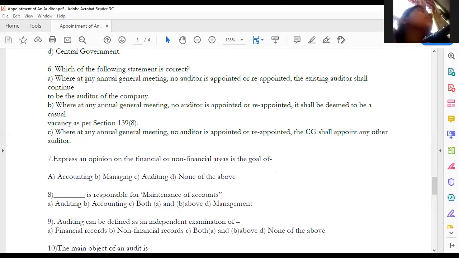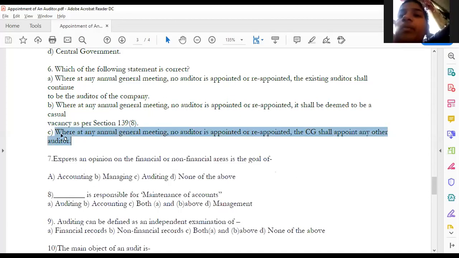And coming to A, it is not the correct answer, because if an auditor is not appointed at the AGM, how can the existing auditor be the auditor for the company? You have to reappoint the auditor. It is not deemed that the existing auditor shall continue. So the correct answer is C, which we studied: when at an AGM no auditor is appointed or reappointed, the central government will be appointing.